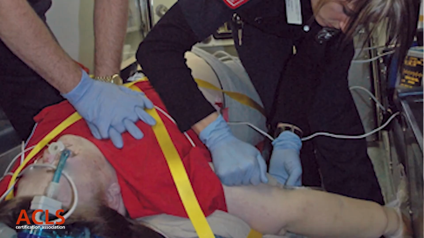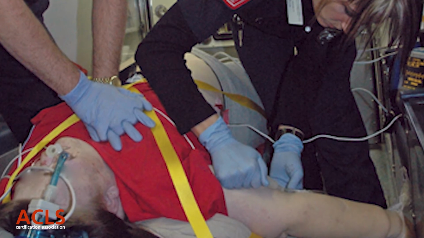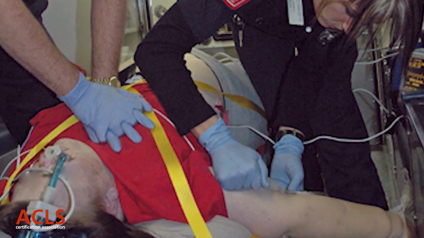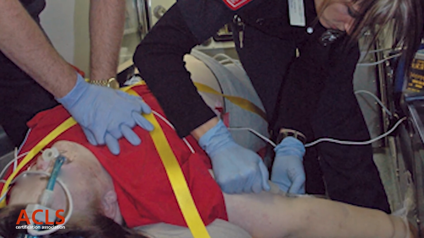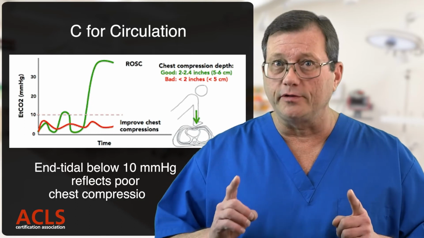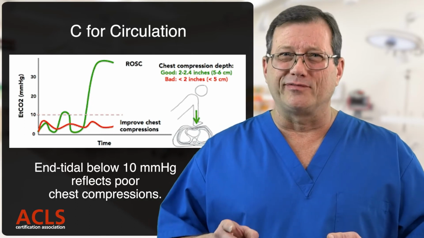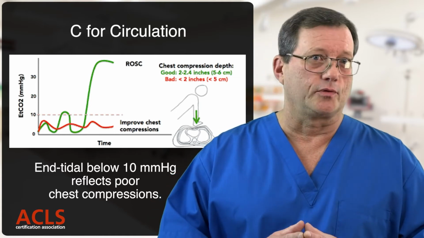Next in our primary assessment, C, circulation. We want to assess the patient's circulation. Now, if we've determined that they don't have a pulse, we're doing chest compressions. Now, how do we determine if our chest compressions are providing circulation to the patient? Well, one way is we can look at our waveform capnography. And any end-tidal reading below 10 during chest compressions probably reflects poor chest compressions. We need to improve the chest compressions we're providing.